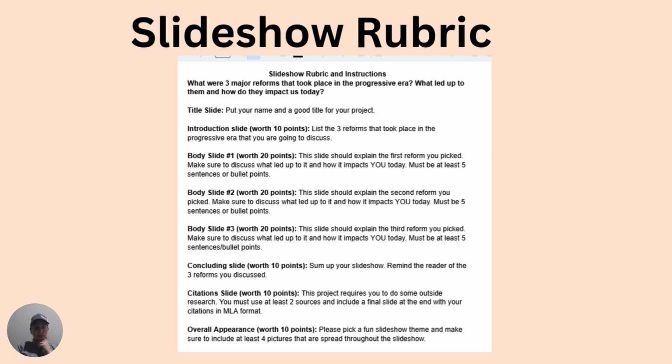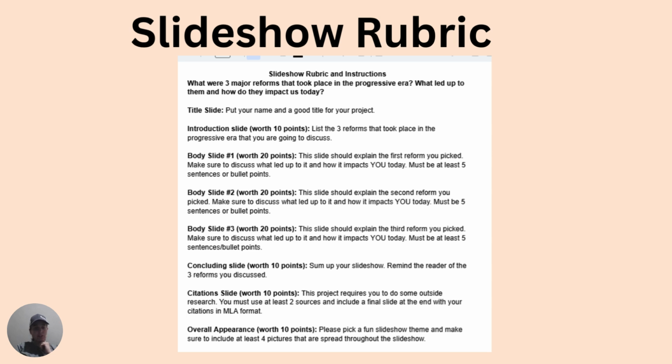Body slide number two, you're going to do the same thing. It's worth 20 points. List the second reform that you learned about, explain it, what led up to that change happening, and then how does it impact you, your very specific life today. And it must be at least 5 sentences or bullet points. Body slide number three is worth 20 points. You're going to do the same thing, but talk about the third reform that happened. Explain it, what led up to it, how does it impact you, catching on here, you today, and it must be at least 5 sentences or bullet points.